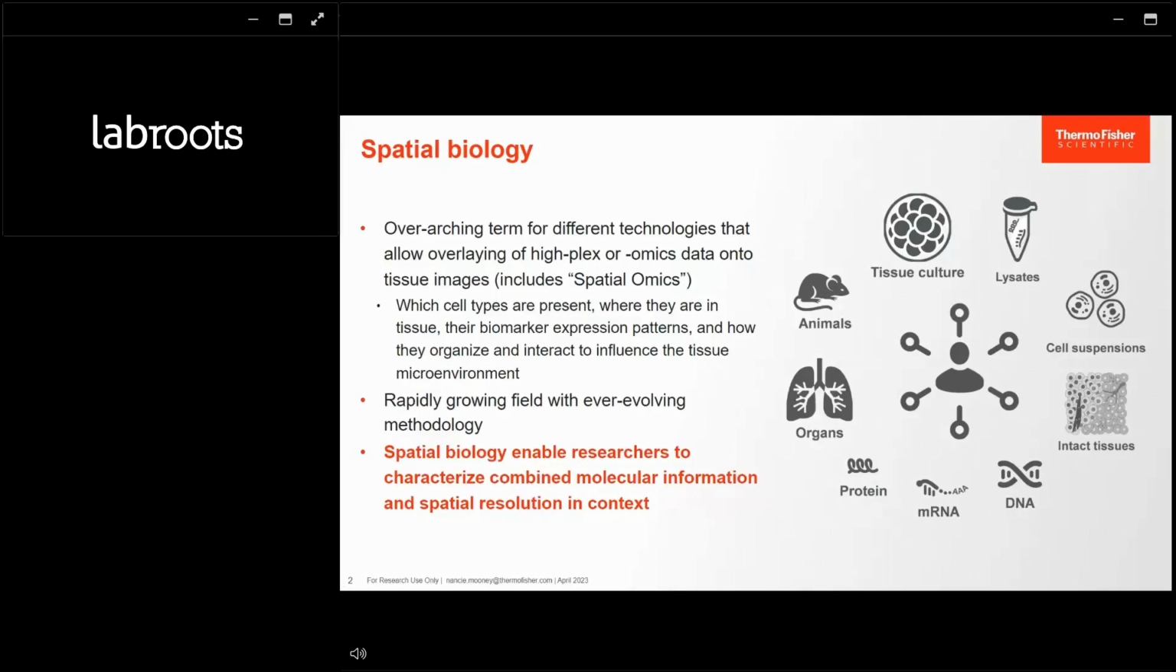This allows us to do things like identify which types of cells are present in the tissues, their biomarker expression patterns, and how they organize and interact to influence the tissue microenvironment in normal and disease state tissues. This is a rapidly growing field with an ever-evolving methodology. So while spatial biology enables researchers like us to characterize combined molecular imaging in spatial resolution and context, it can complicate our experimental setups and our detection strategies.